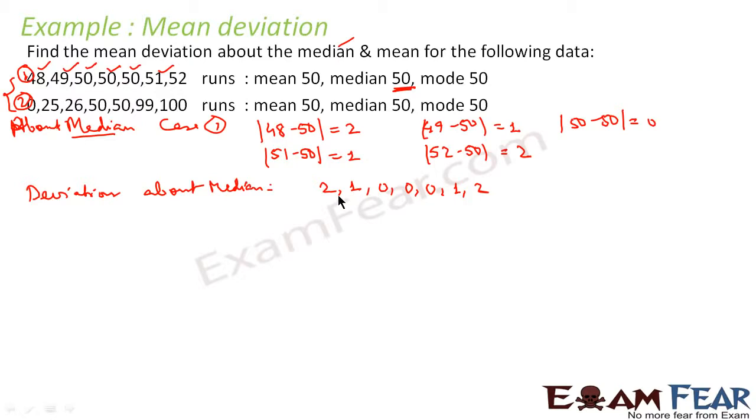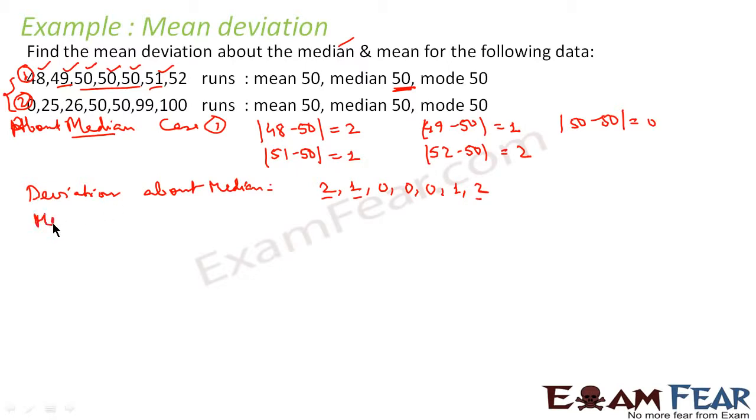Why have I written it like this? Because for 48 the deviation was 2. For 49 the deviation was 1. For 50s the deviation is 0, so three times 0. Again for 51 the deviation was 1, and for 52 the deviation was 2. This is the deviation about the median.